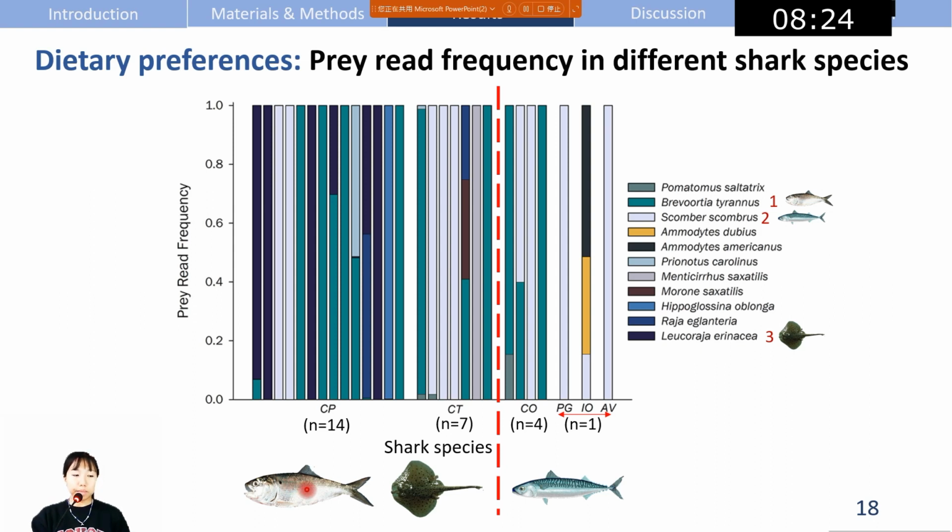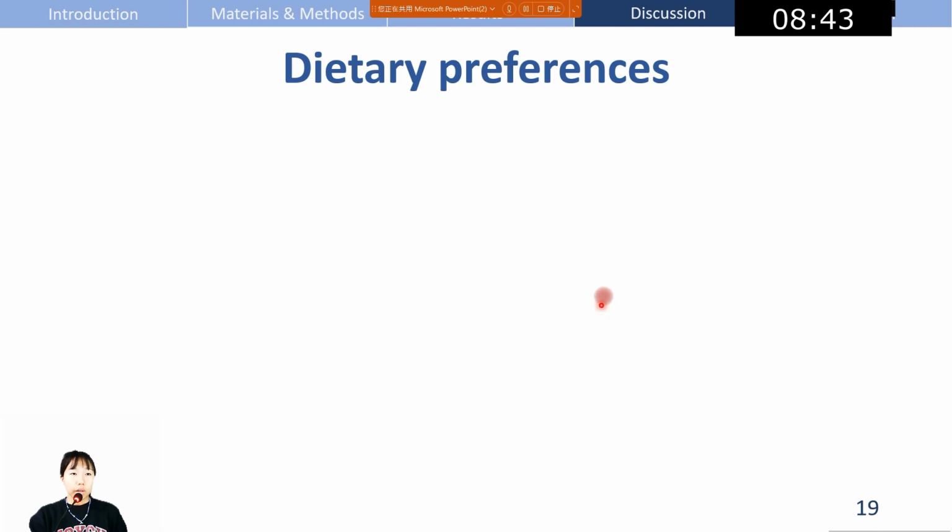Atlantic menhaden and little skates are dominant, and on the right side of the line, the Atlantic mackerel is dominant.